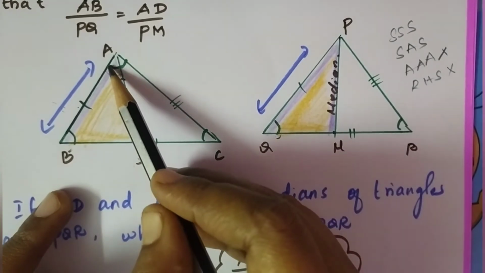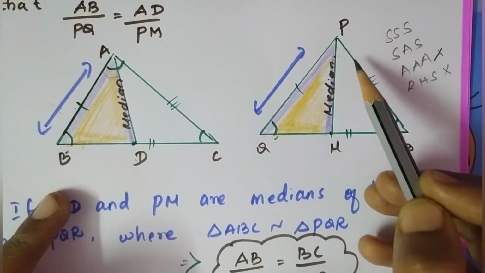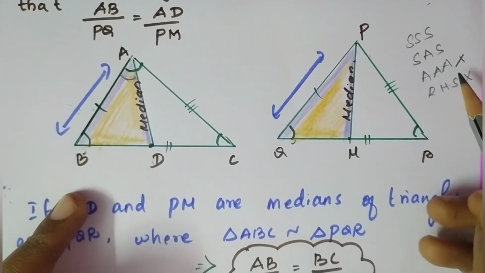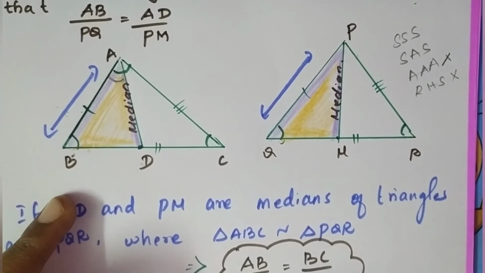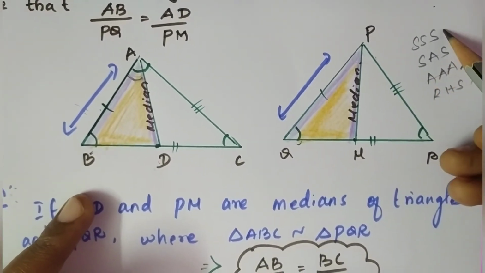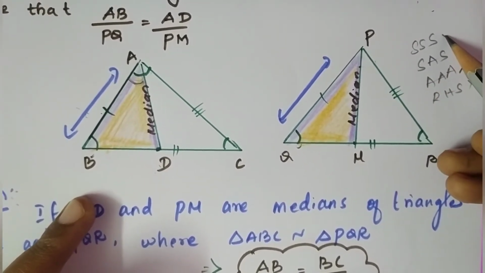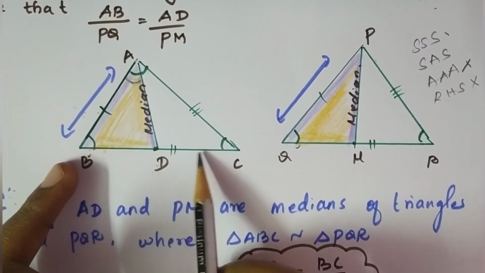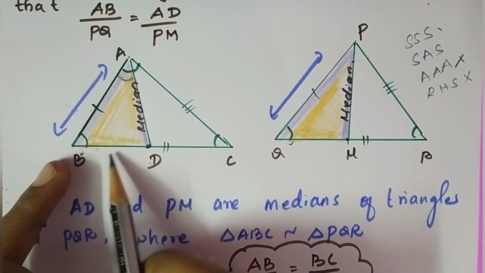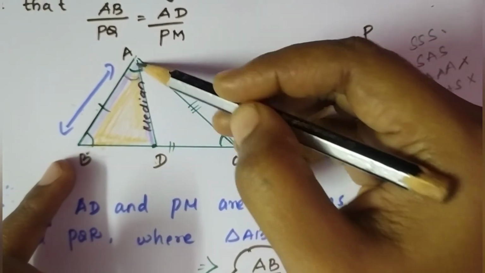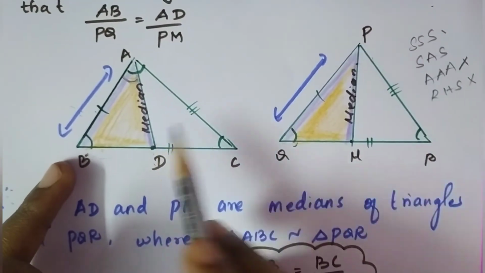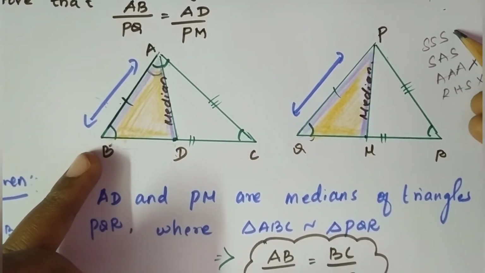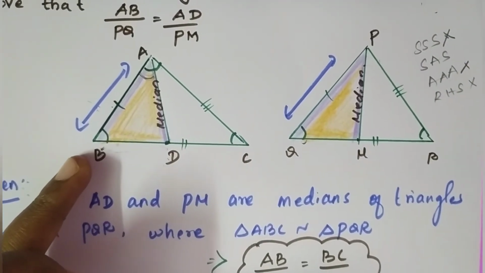We can take angle A equal to angle P, but here we have only half a portion, so we can't take the AAA criterion. For SSS, we can tell that this side is equal, but we can't tell that these sides are proportional, or that the medians are proportional. So we can't take the SSS rule also.